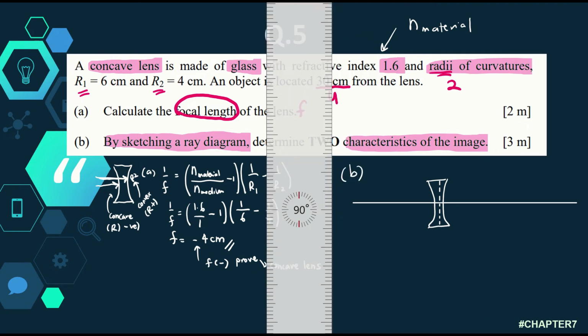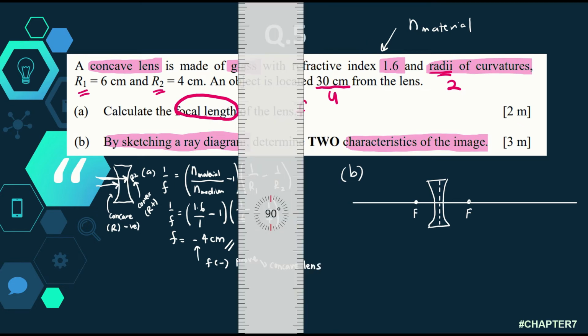Then let's say this is our focal point at the back and at the front. Our focal length is 4 cm, so let's say this is 4. Our object might be here. This is the position of our object, 30 cm from the lens. Bear in mind, our object is 30 cm. This is our object O.